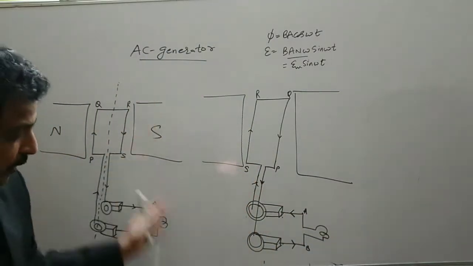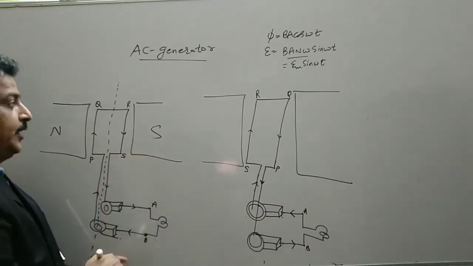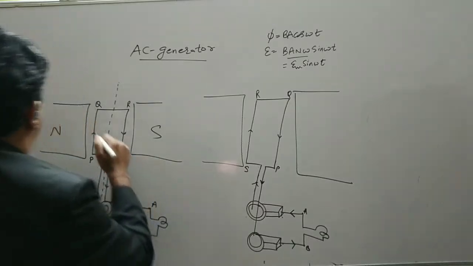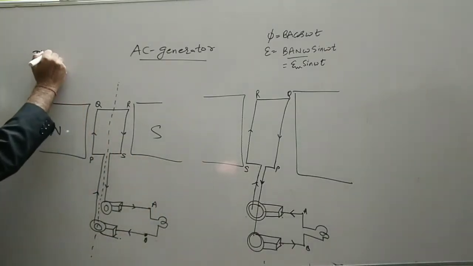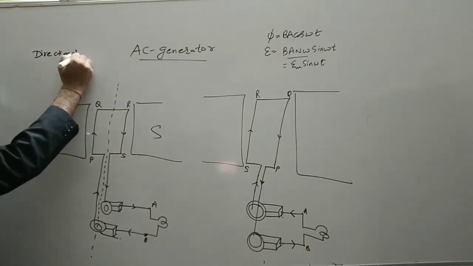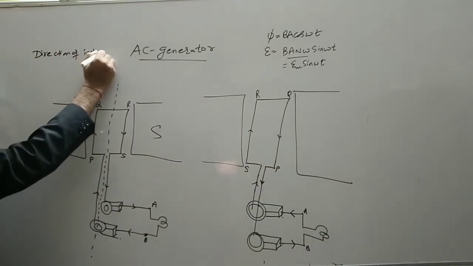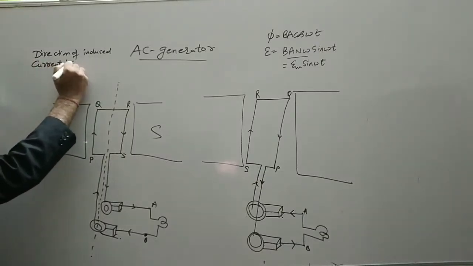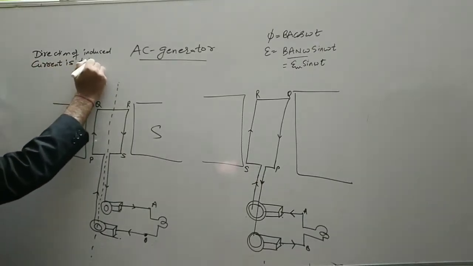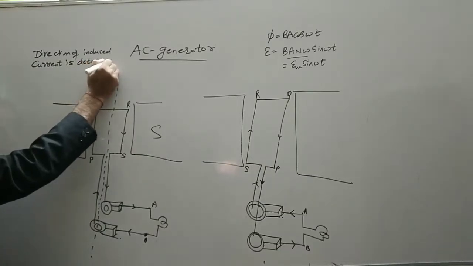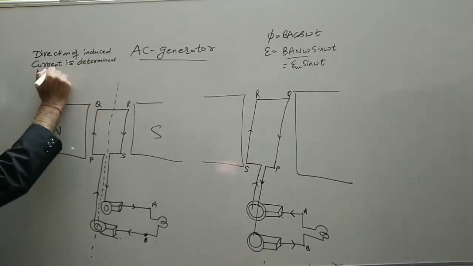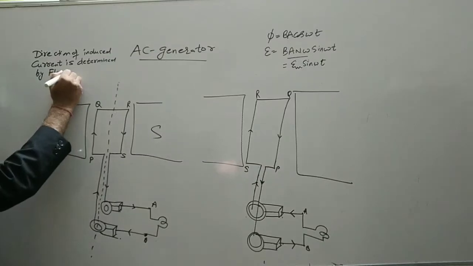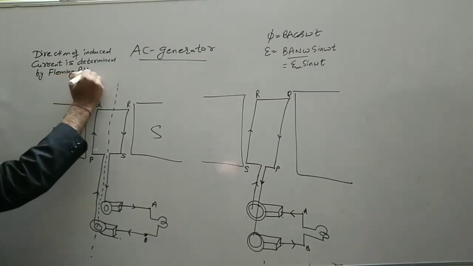Now let us see how the direction of the induced current is determined. So the direction of induced current is determined by Fleming's right hand rule.